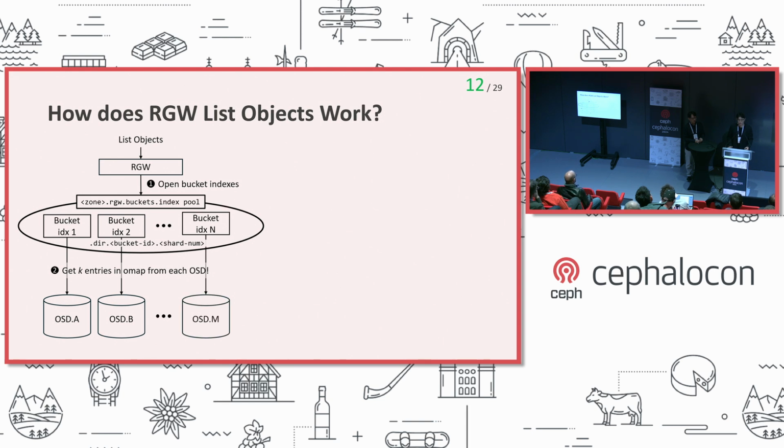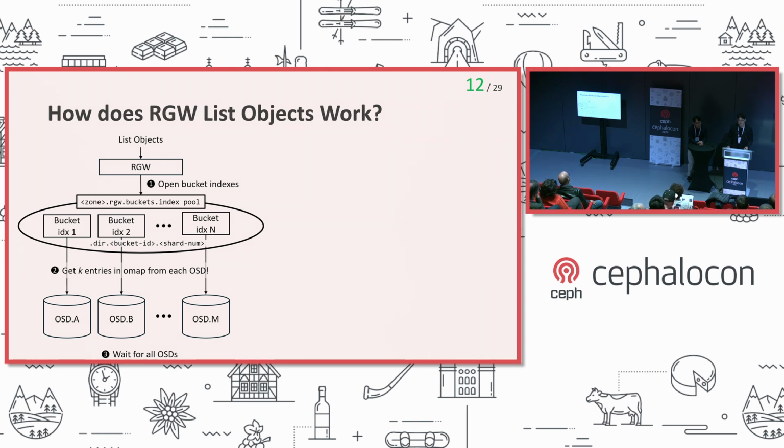Next, RGW goes through the sharded objects and requests to retrieve a specific number of entries, K, from each OMAP. Internally, this is handled by the RGW bucket list method, which Redis processes asynchronously. The number of entries to read from each shard is calculated using an internal algorithm. To put it simply, it's based on the total number of items requested divided by the number of bucket index shards. RGW waits until it gets responses from all the requests sent to the OSDs. Once everything is collected, the results are filtered and sorted if needed before being returned to the user.